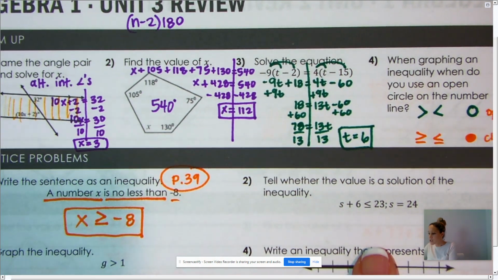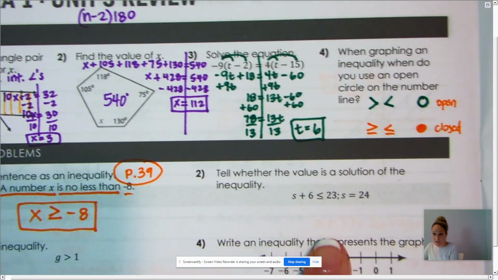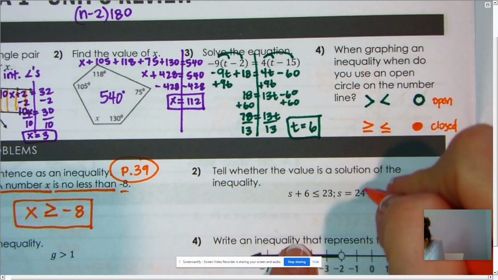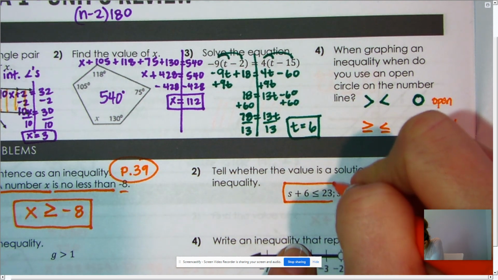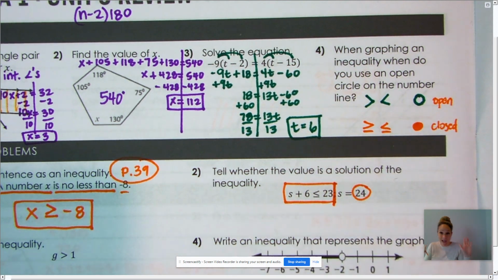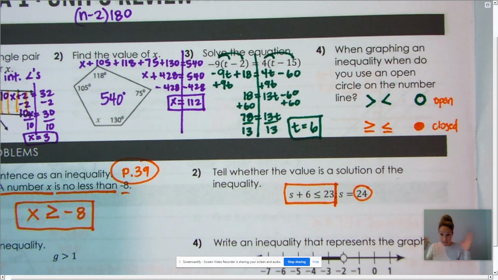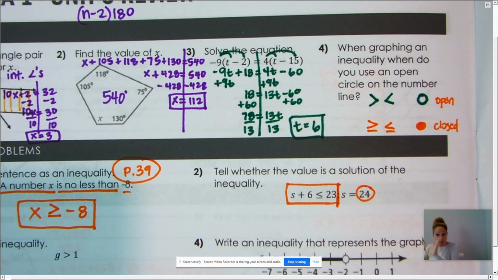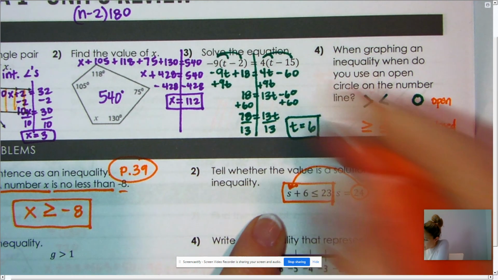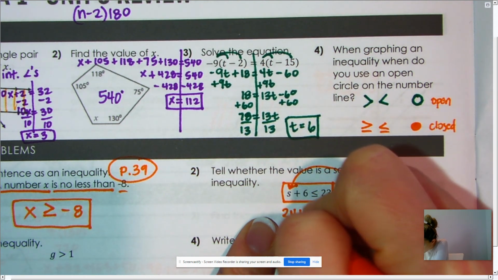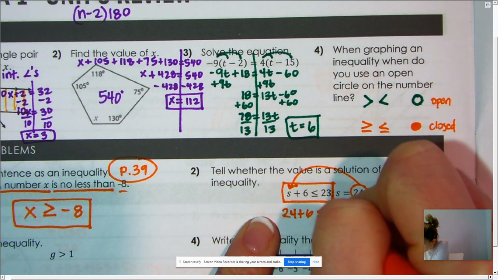All right, question number 2, it says, tell whether the value is a solution of the inequality. So we're going to take this and plug it into the inequality. Wherever that semicolon is, that means stop. This is the end of one part, but what comes after it is kind of connected. Okay, so that 24 is going to go in for s. So I'm going to write 24 plus 6 is less than or equal to 23.